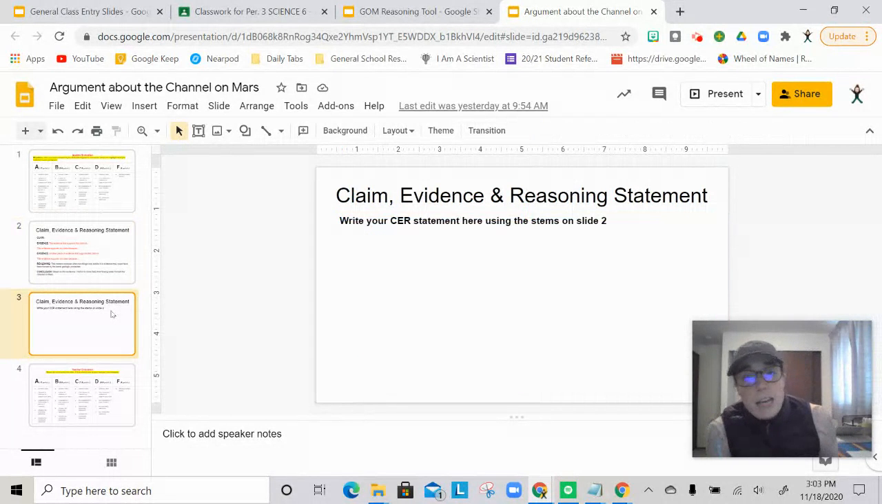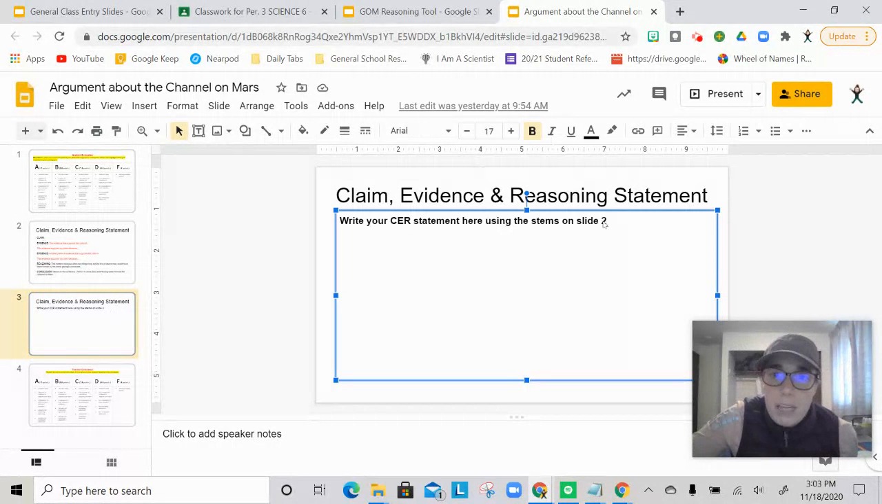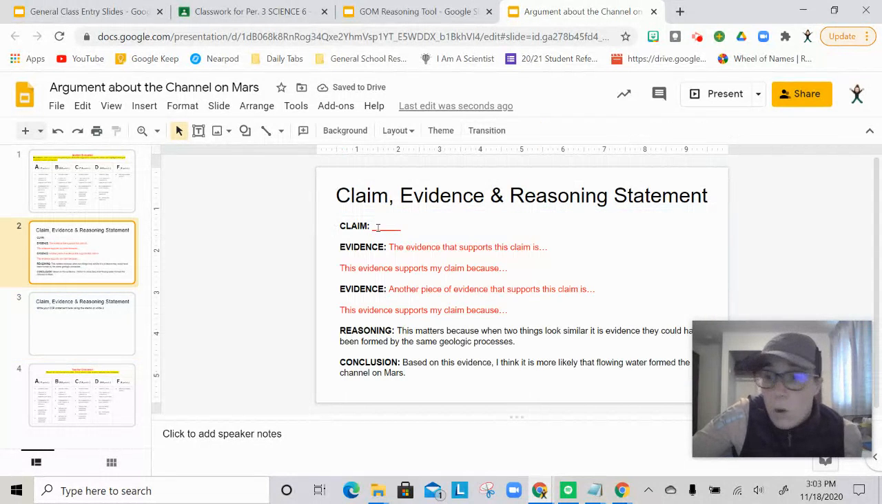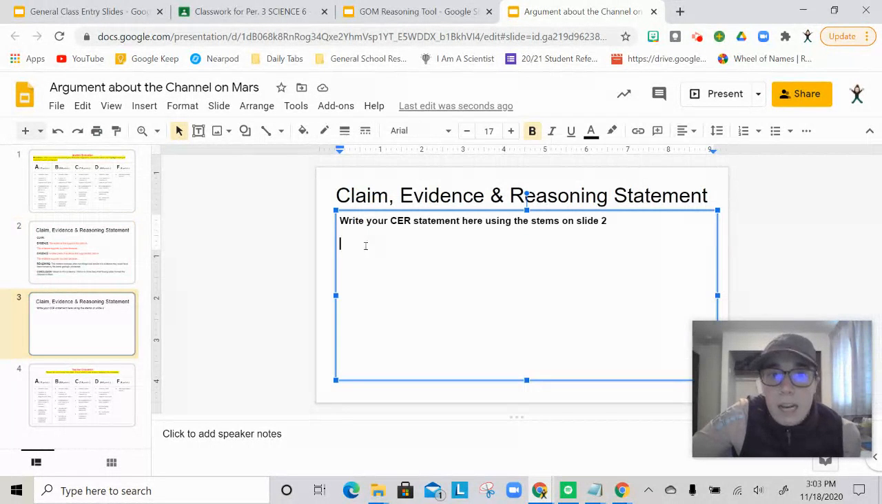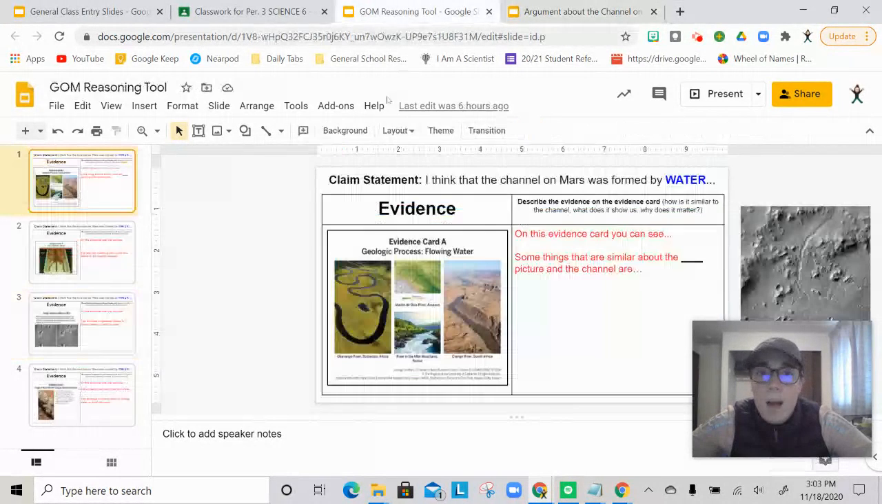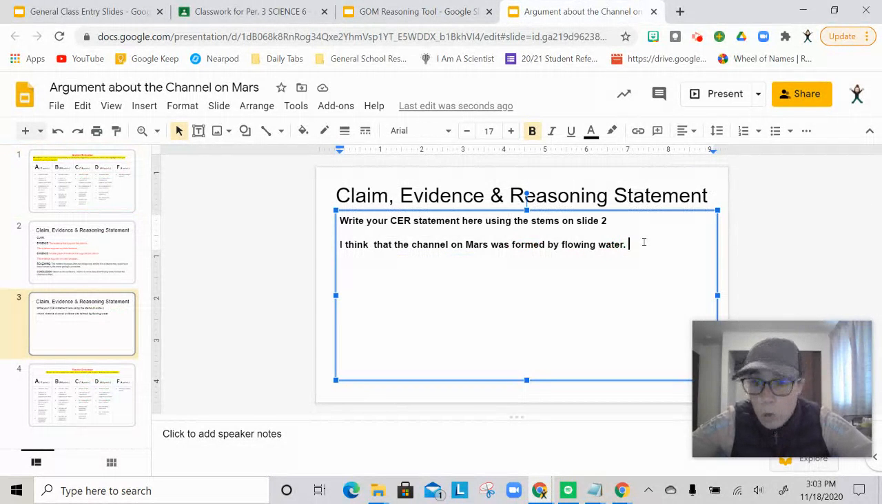Okay, third slide. This is where you write your CER. So for example, if I'm going to begin my CER, I need to use the stems on slide 2. The claim wasn't given to me. I need to write it myself. I'm going to keep it really simple. I think that the channel on Mars was formed by flowing water. That's my claim. Same claim that you have on the top of every slide on your reasoning tool. Okay? You can use that claim word for word if you want. You do not have to come up with anything different.